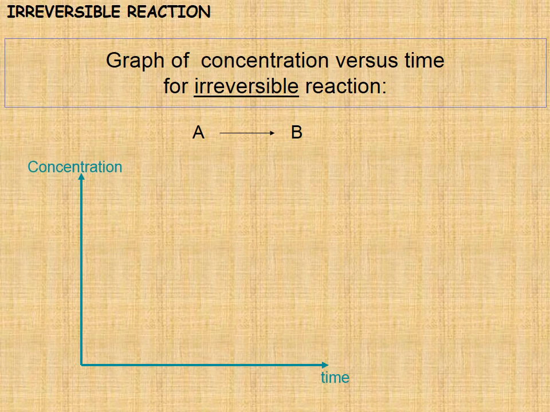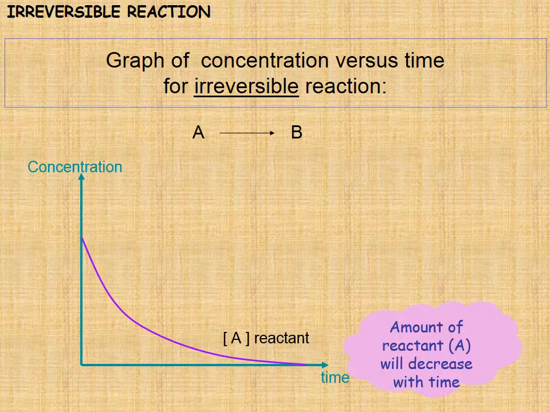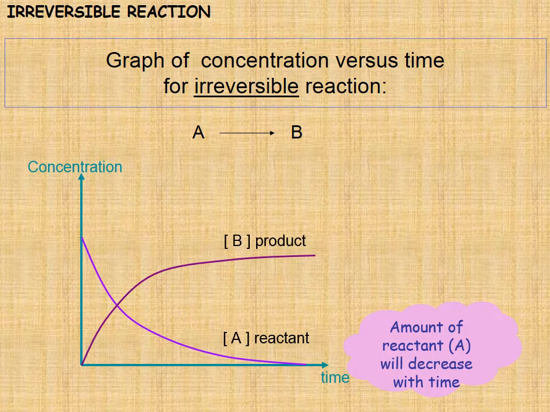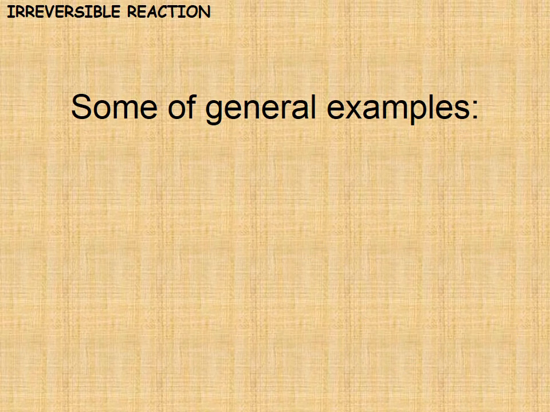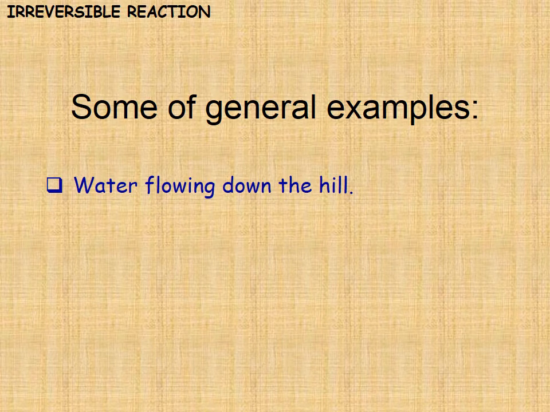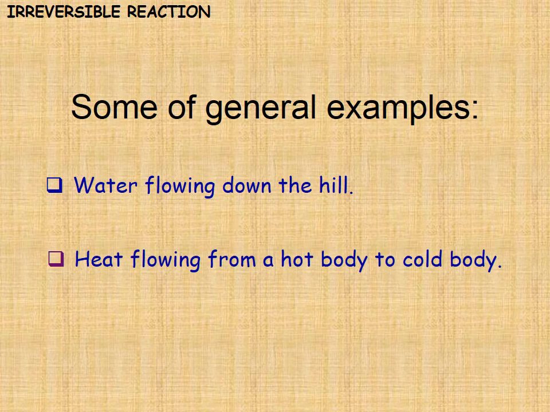Graph of concentration versus time for an irreversible reaction. Reactant A produces product B, which shows that the amount of reactant A will decrease with time, while the amount of product B will increase, and in the end, only product B is present in the vessel. Some general examples of irreversible reactions are water flowing down the hill and heat flowing from a hot body to a cold body.